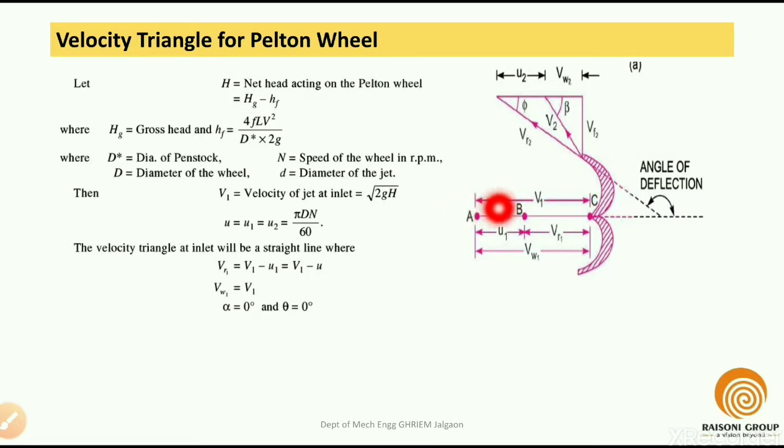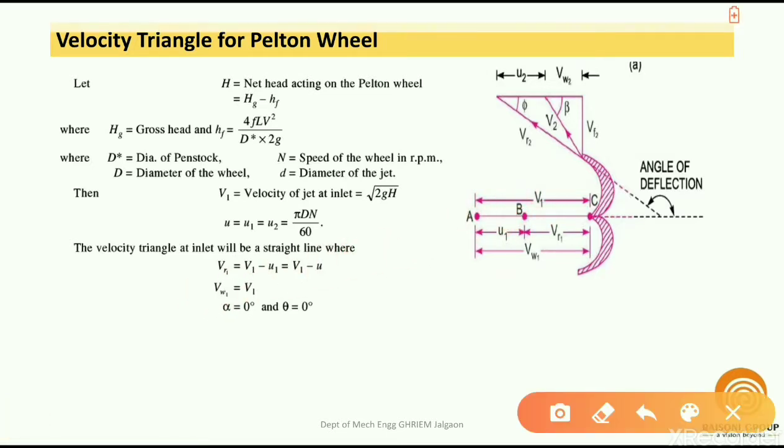In this case, if v1 is the velocity of the jet and u1 is the tangential velocity at the inlet, then the relative velocity at the inlet will be equal to the velocity of the jet minus the tangential velocity. The tangential velocity at inlet is equal to the tangential velocity at outlet, equal to u, as we have already stated above. Hence u1 can be written as only u, and the relative velocity will be v1 minus u. And vw1 is equal to v1.